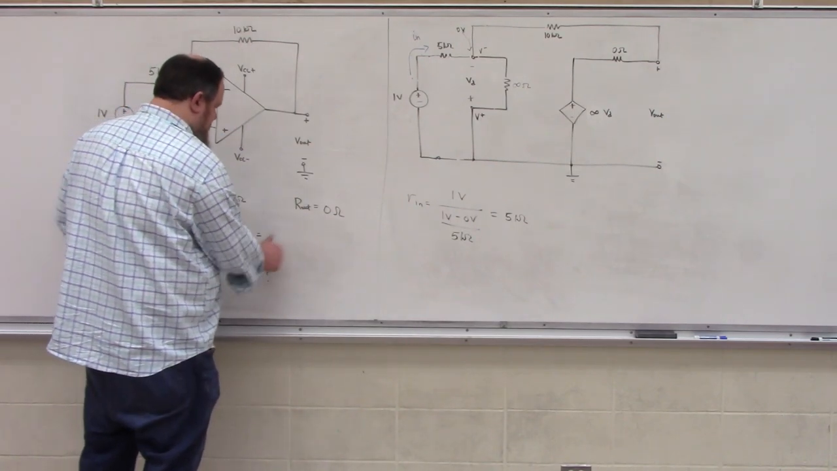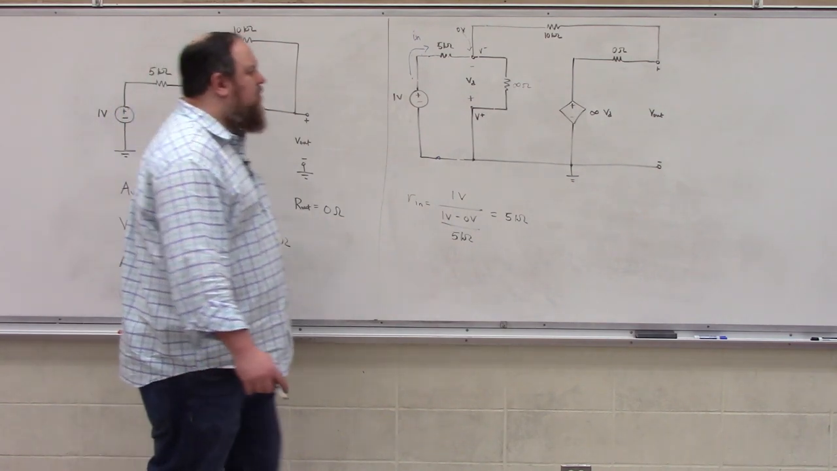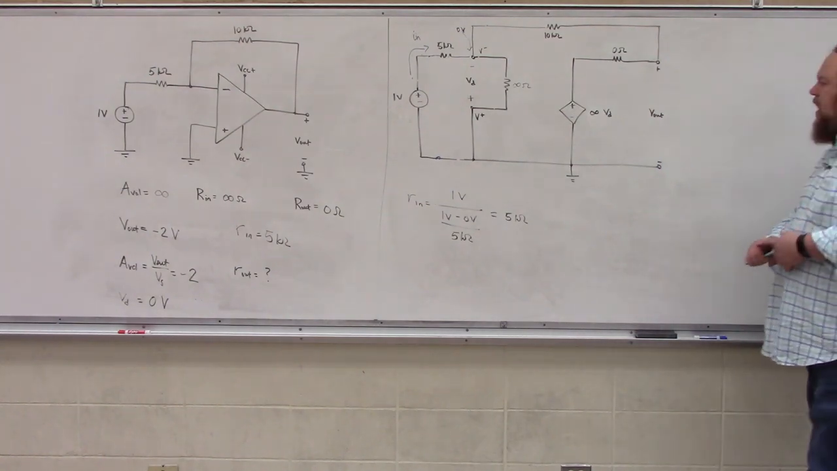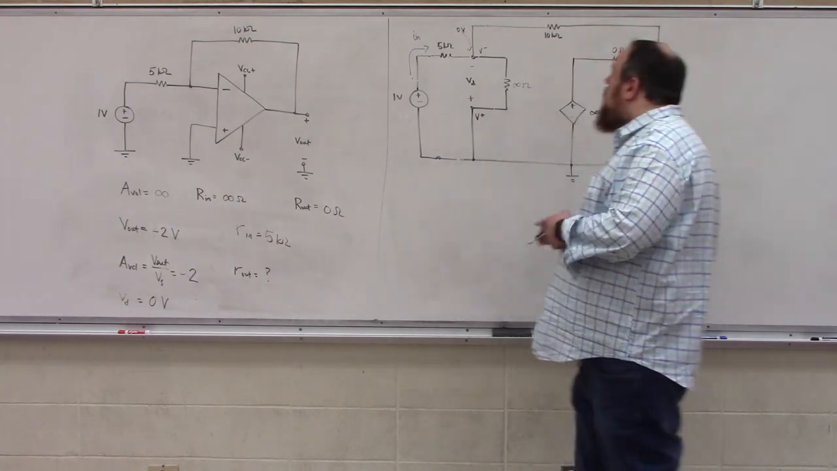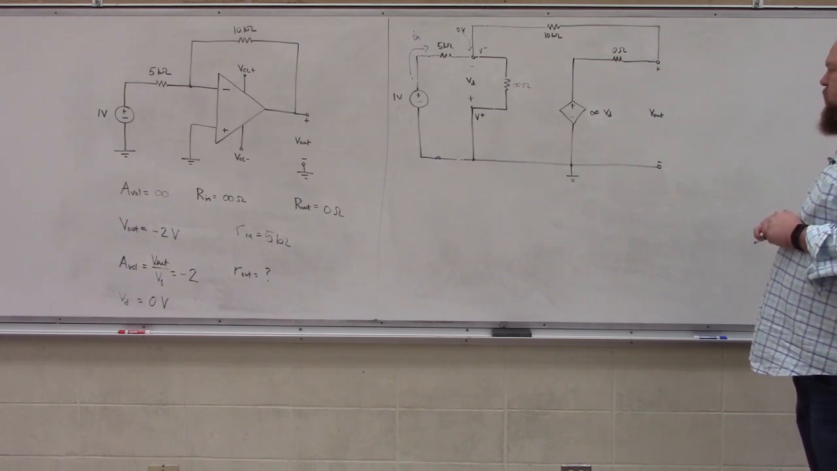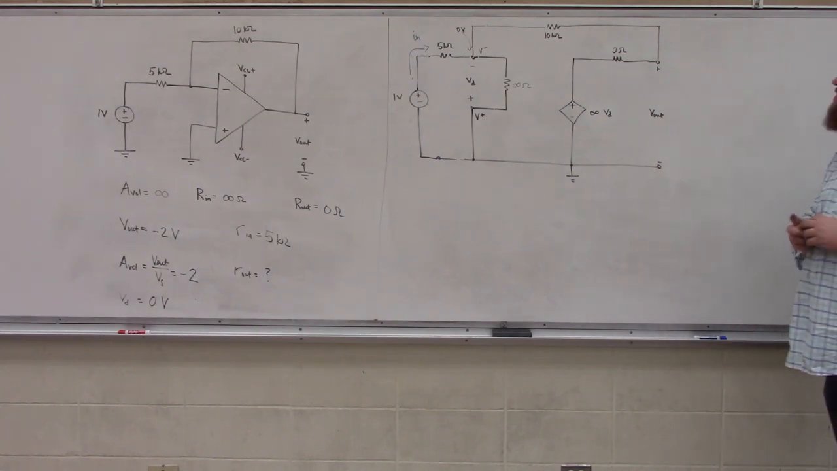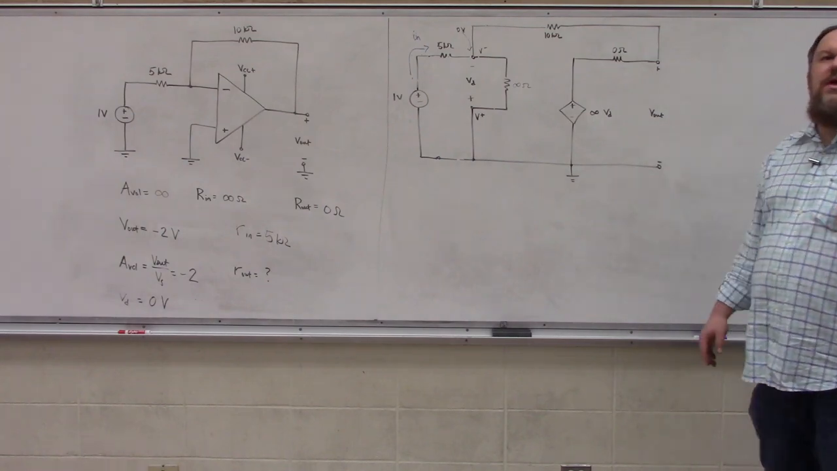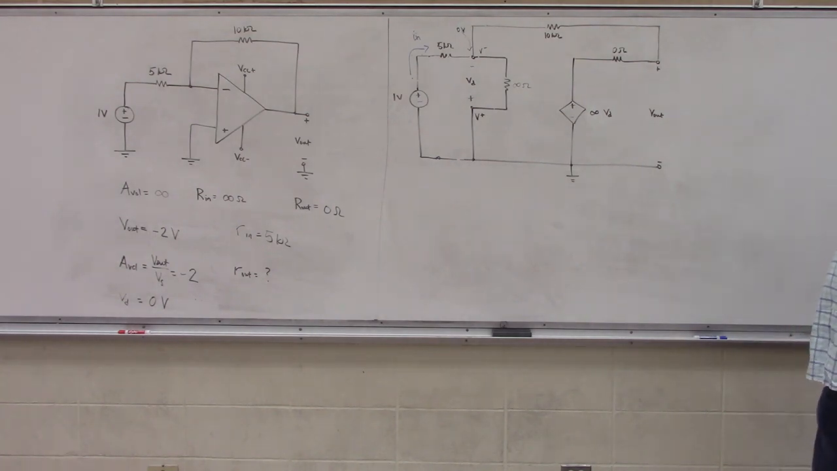For our output resistance, we are going to have to get arguably creative in order to solve this. We can really do it by determining the Thevenin equivalent looking in, okay? So what I mean by that is, right now we have an open circuit across our output terminals, and we know that the voltage across our output terminals is exactly negative 2 volts.